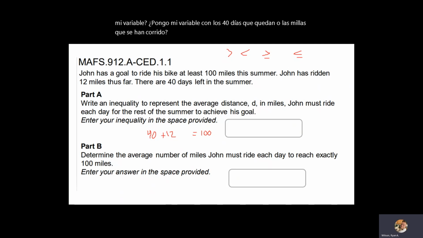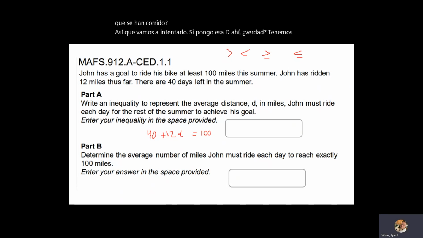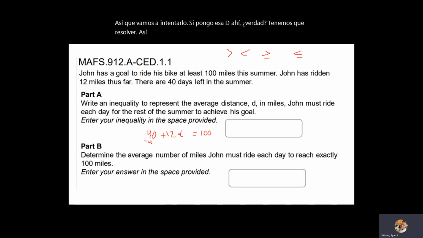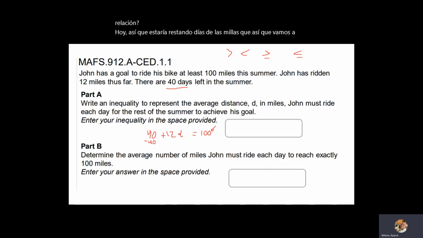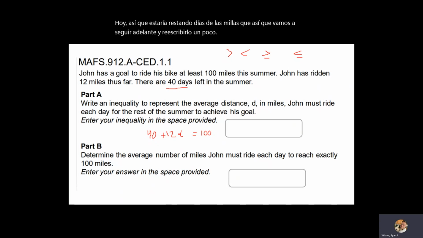So let's try. If I put that D there, all right, we have to solve. So if I'd be subtracting 40, what is this 40 in relation to? The days. So I'd be subtracting days from the miles. So let's go ahead and rewrite it just slightly. Instead of subtracting 40, I'm going to put the days with the 40.